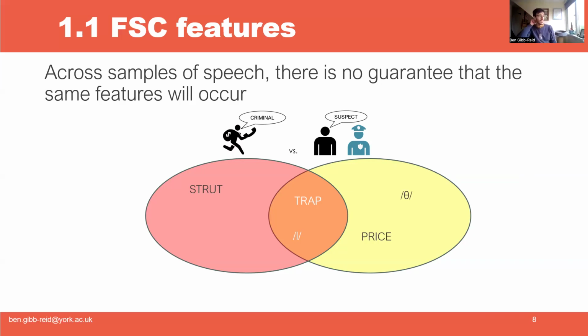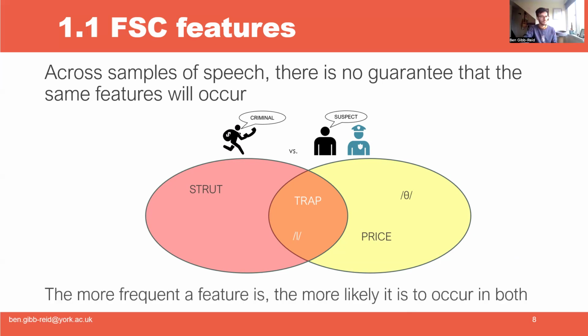sample. And you get the idea, TH fronting. All of these things, also TH, generally, all of these things might be useful, but there's no guarantee that they'll be across both samples. So the more frequent a feature occurs in both samples, the more it can provide a direct comparison.